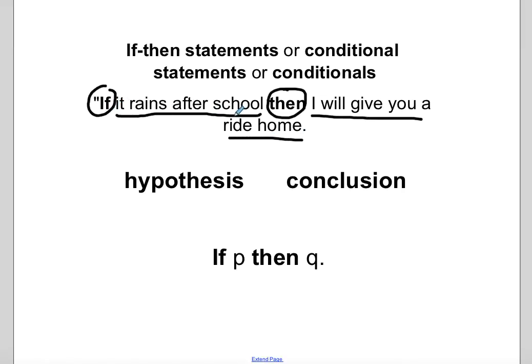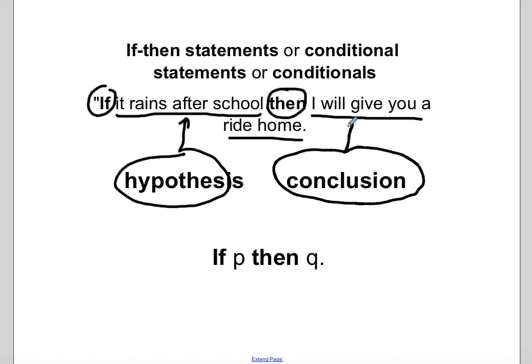It rains after school is, in this statement, the hypothesis. And I will give you a ride home, in this statement, is the conclusion. Because that's what follows if it's true that it's raining after school. So if-then statements have the general form if P, then Q, where P is the hypothesis and Q is the conclusion.